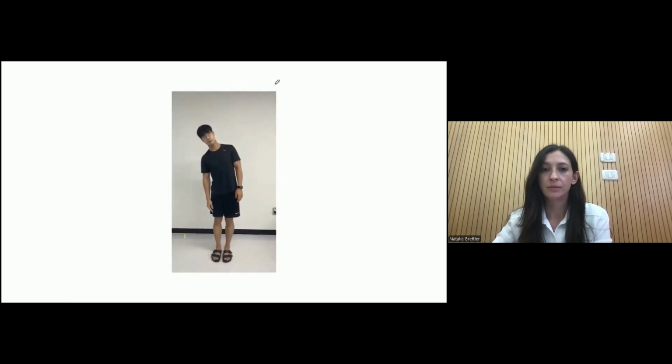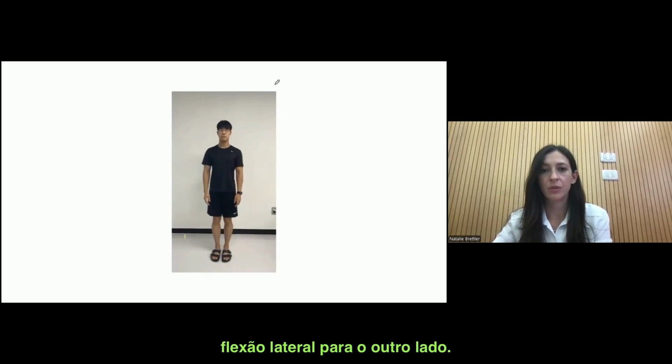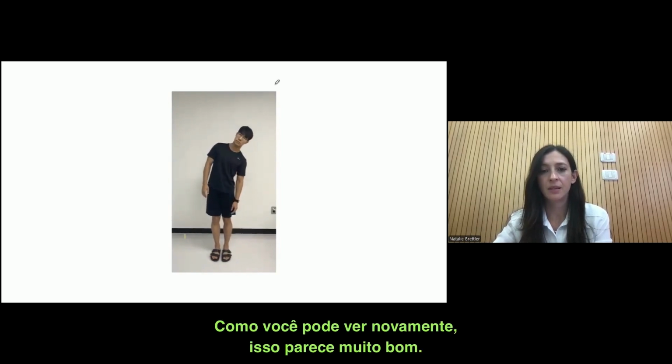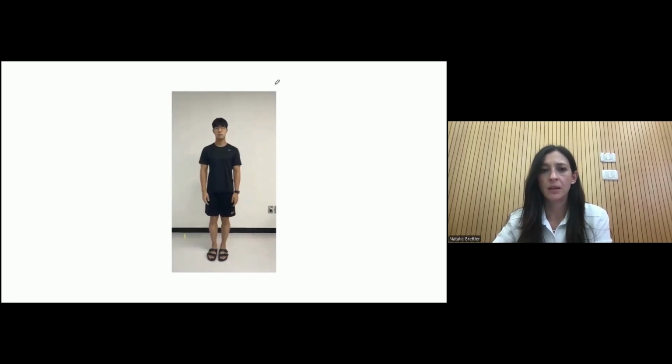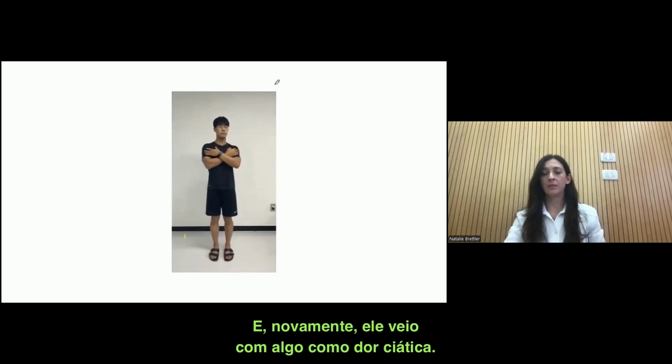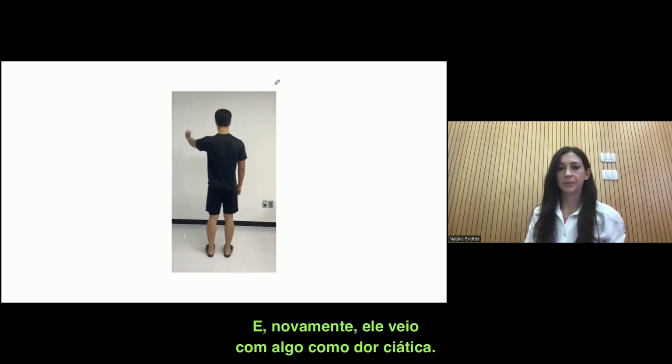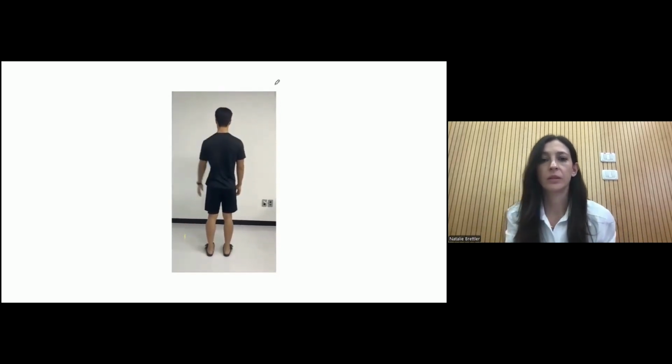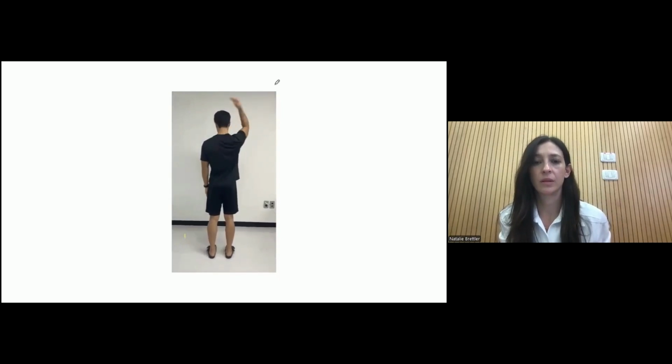Side flexion. Side flexion to the other side, as you can see again. This looks quite okay. Rotation. You can see that he's limited in the range of motion. And again, he came with something like sciatic pain. Okay.